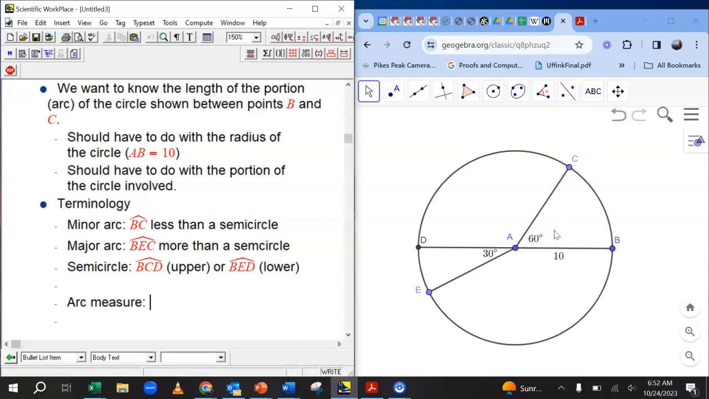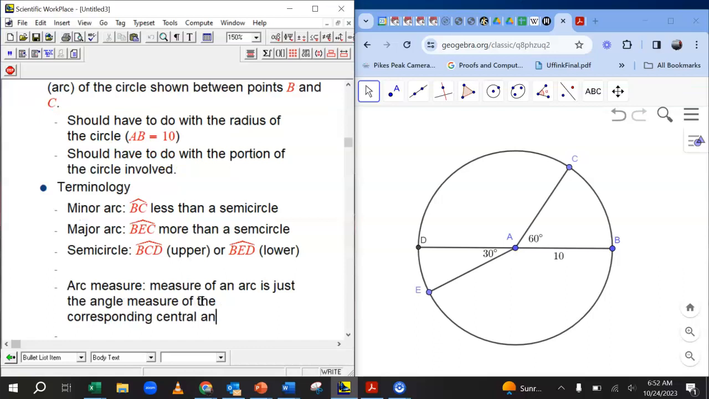And a good way to measure that is just the angle it forms at the middle, okay? So the measure of an arc is just the angle measure of the corresponding central angle. So whenever I have a portion of a circle, if I want to, I can stand at the center, draw these 2 radii to the 2 points and measure the angle, and that's going to give me an idea of just how much of the circle we are talking about.